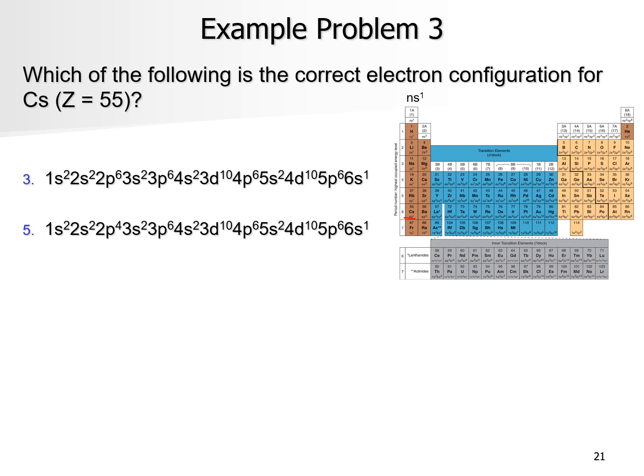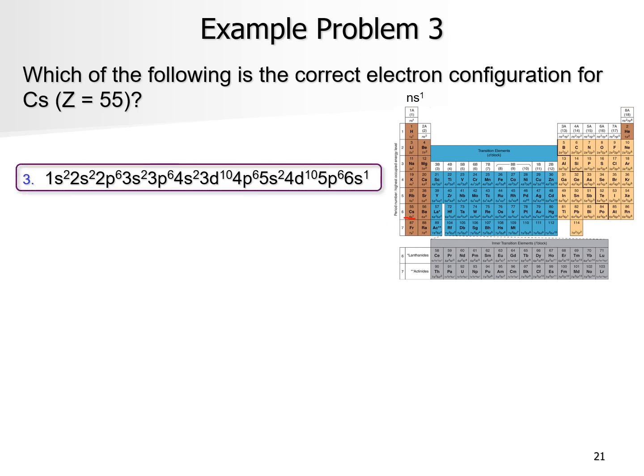Now we have 2 choices to select from, and they have the same length. They both have 6s1 at the end, the last piece of electron configuration for cesium. Now we have to check. Starting: 1s2, 1s2, 2s2, 2s2, 2p6. Aha. You see 2p4 right here. That makes number 5 the wrong one. So choice 3 is correct.